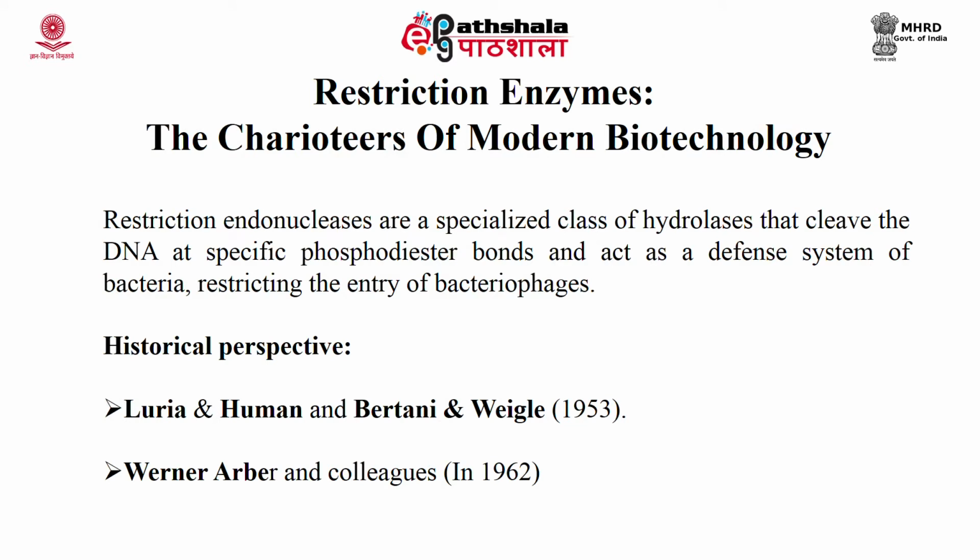Historical perspective. Independently, in 1953, Luria and Human and Bertani and Weigle first reported the phenomenon of restriction and modification. In 1962, Werner Arber and colleagues observed the existence of defense by E. coli K12 strain against bacteriophage lambda, which was possible by bacteria cleaving the DNA of the phage. Surviving phage undergo modification that rendered their DNA resistant to restriction, which is brought about by methylation of DNA.